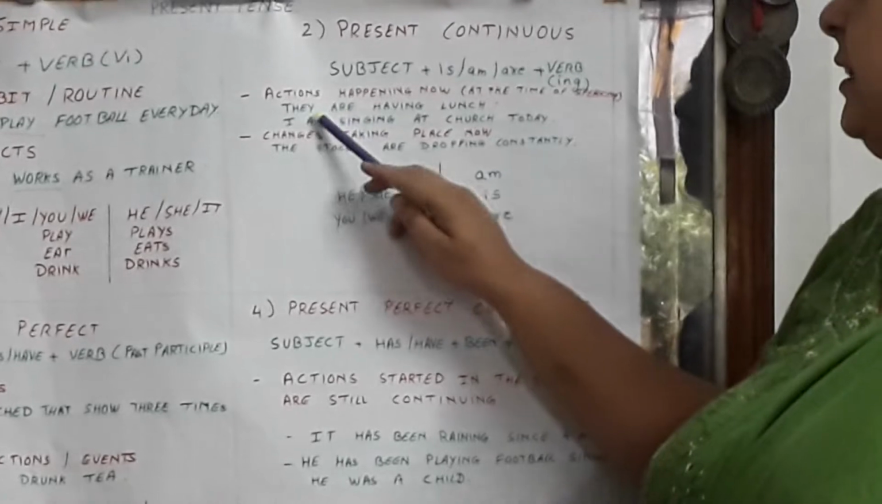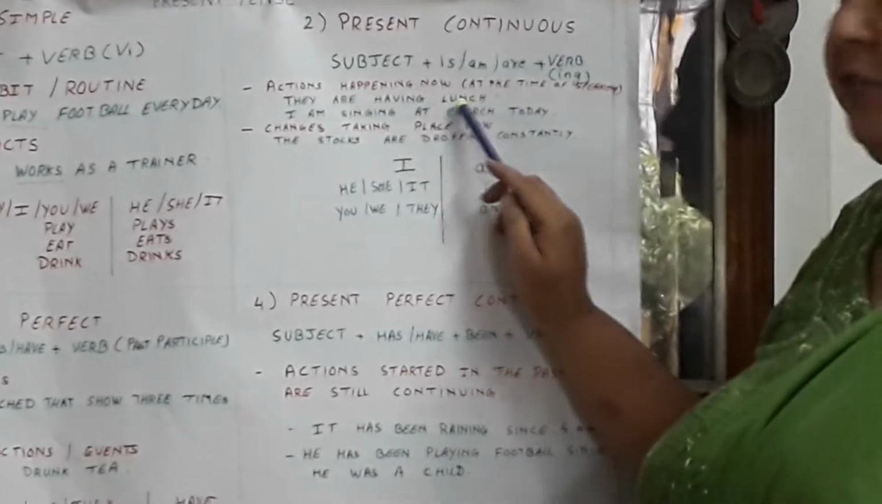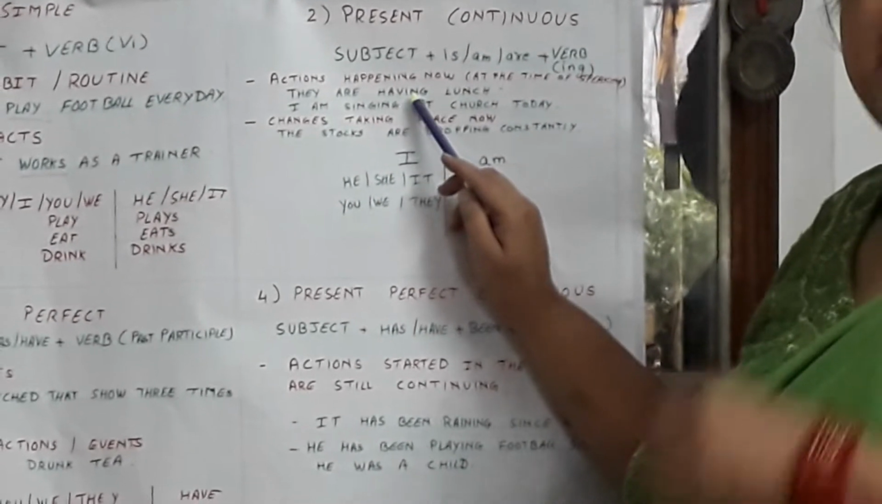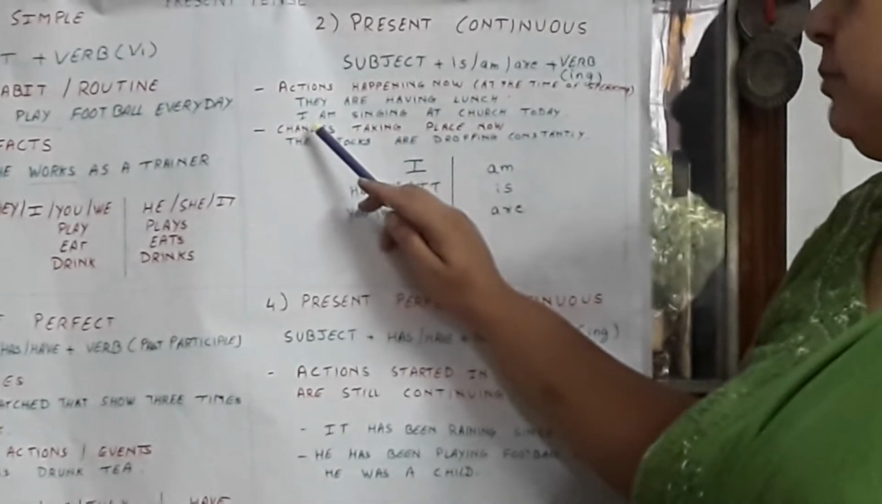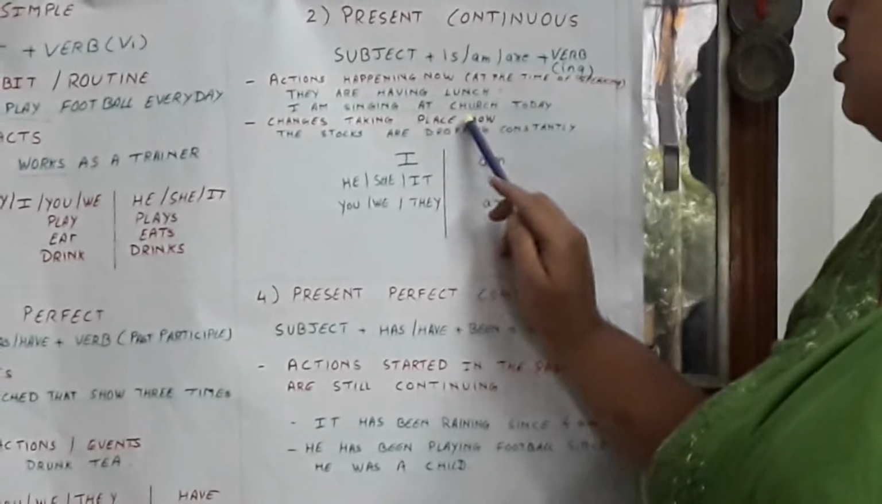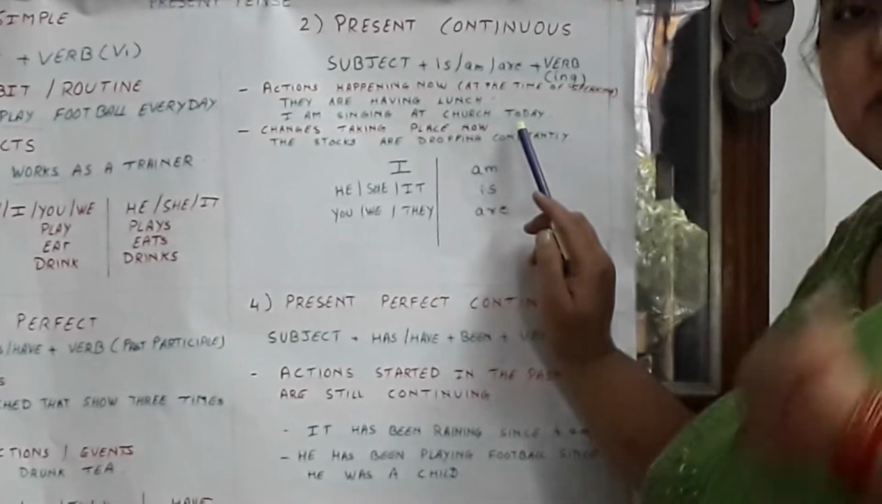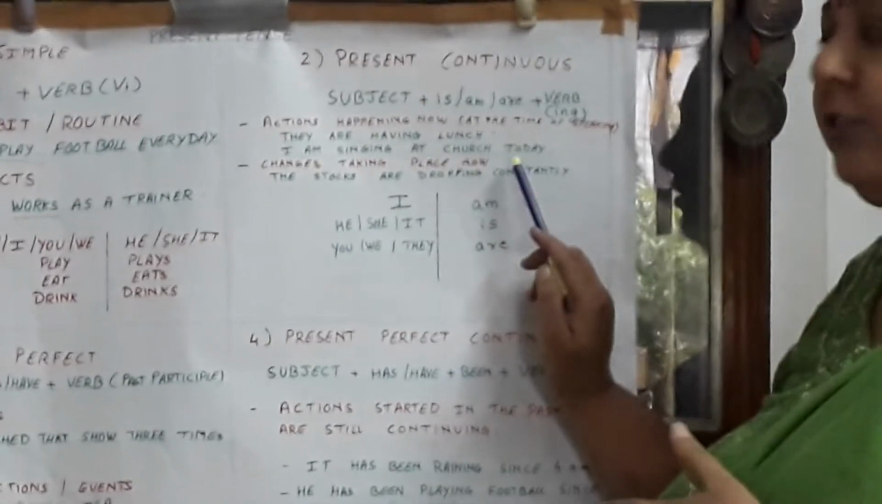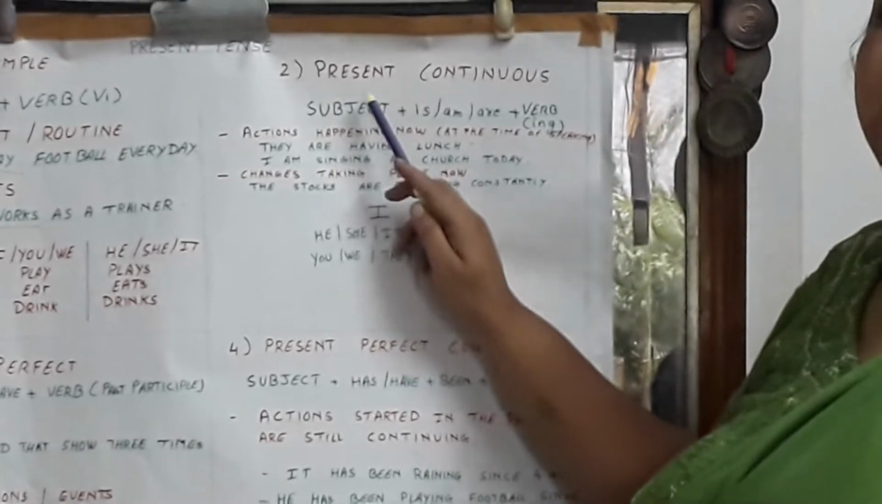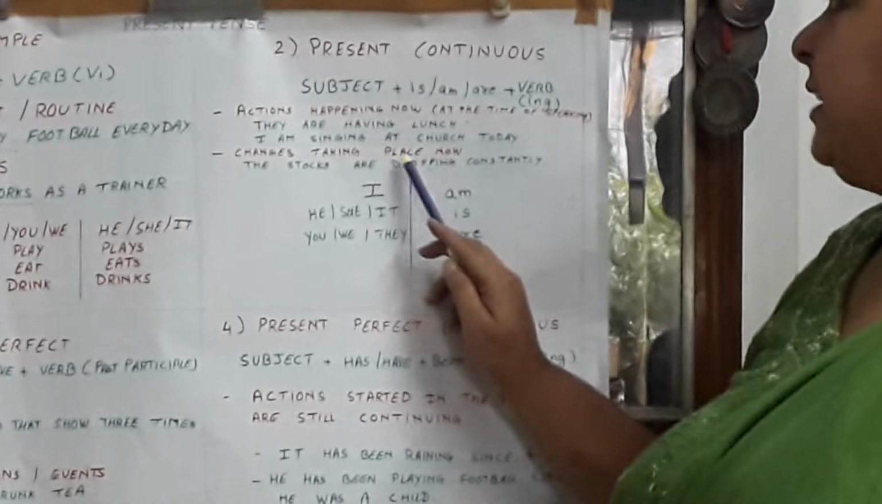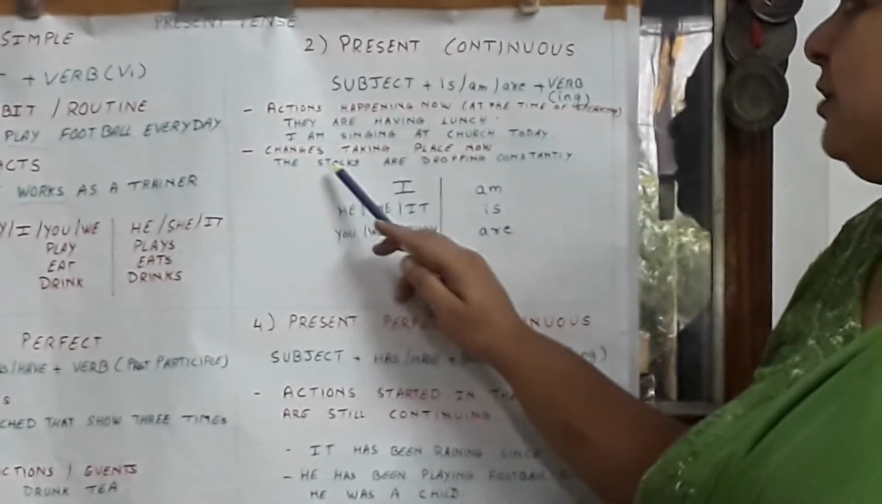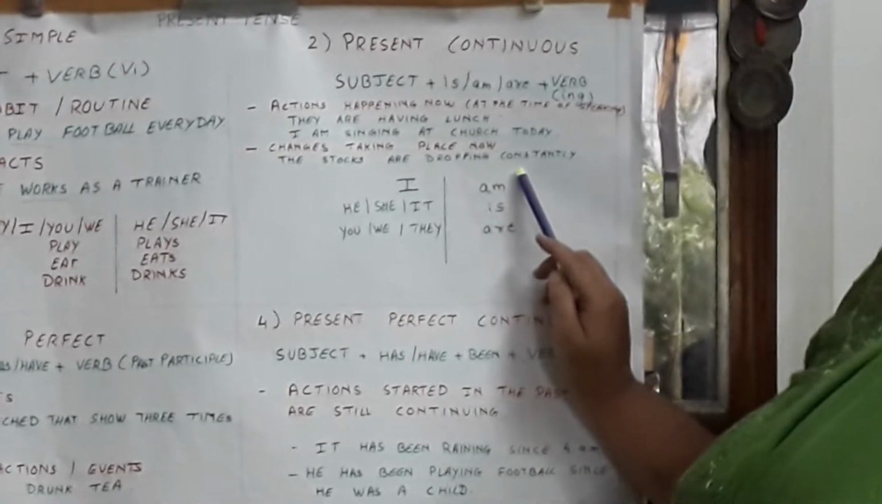For example, they are having lunch. When we are using are having, that means at this moment they are having their lunch. Next example is I am singing at church today. That means the process is going on. It is in a continuous process. In such cases we use present continuous tense. The other case is changes taking place now. For example, the stocks are dropping constantly.